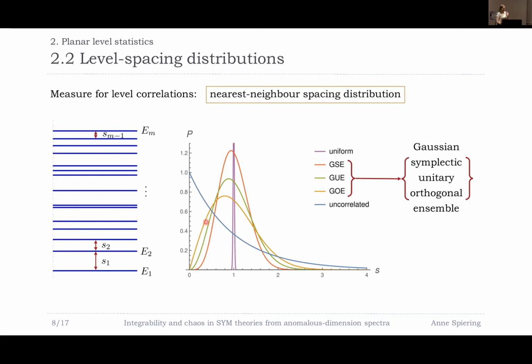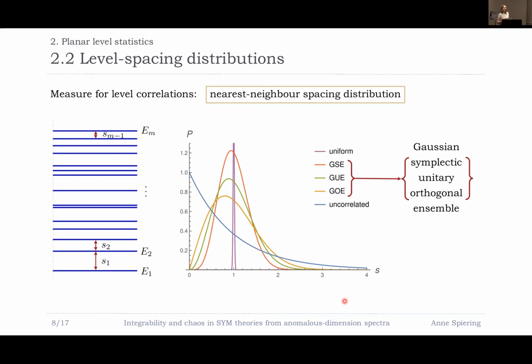Okay, so I talked about the Gaussian orthogonal ensemble, the unitary ensemble, and then there's also the symplectic ensemble. These are the random matrices that are invariant under symplectic transformations. And again, this Poisson distribution is conjectured to be related to integrable models, whereas the different random matrix theory curves correspond to different versions of quantum chaos.